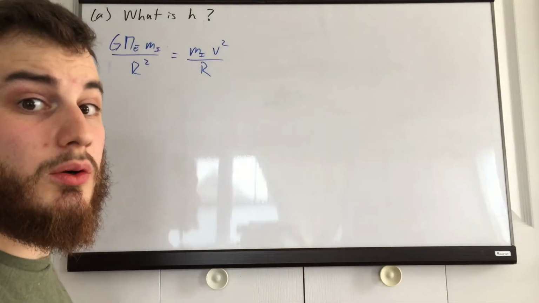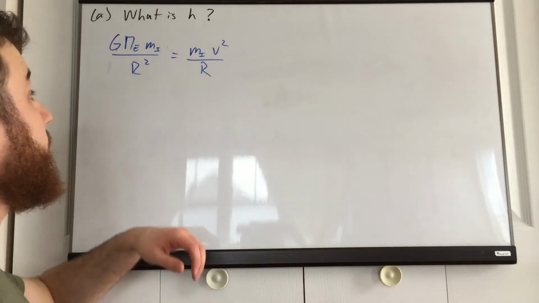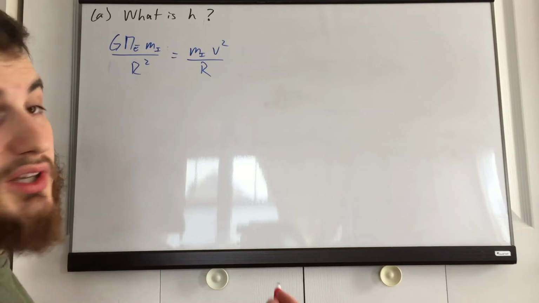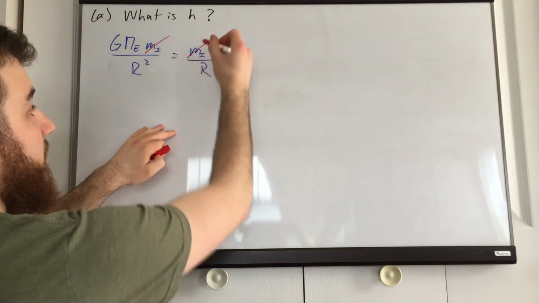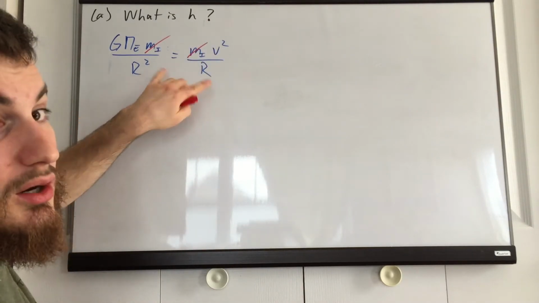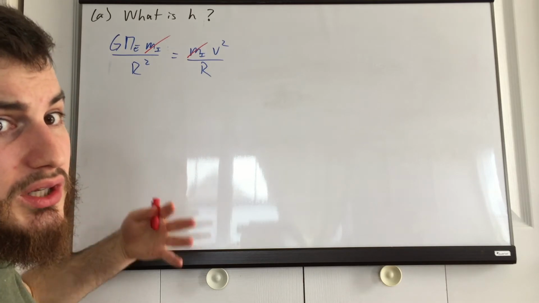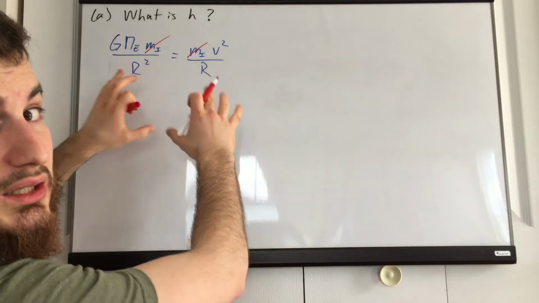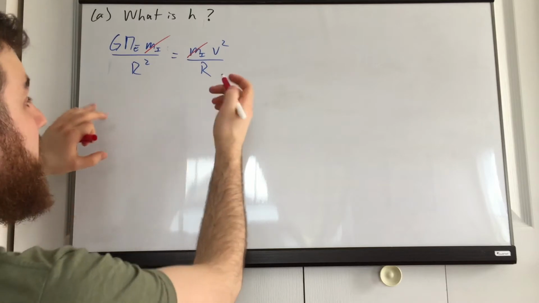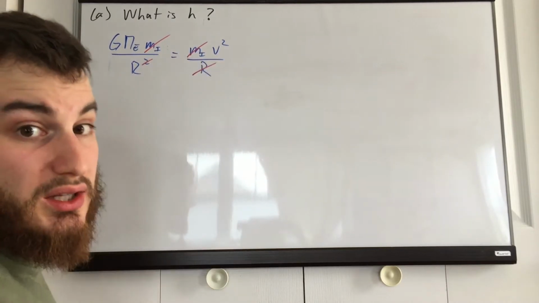So right from here we can see a couple of different things. We can see that the masses of the ISS cancel away. We don't care. And we can see that one of these r's, without even knowing what the value of h is, without having plugged it in here at all yet, we can see that one of those two cancels away.